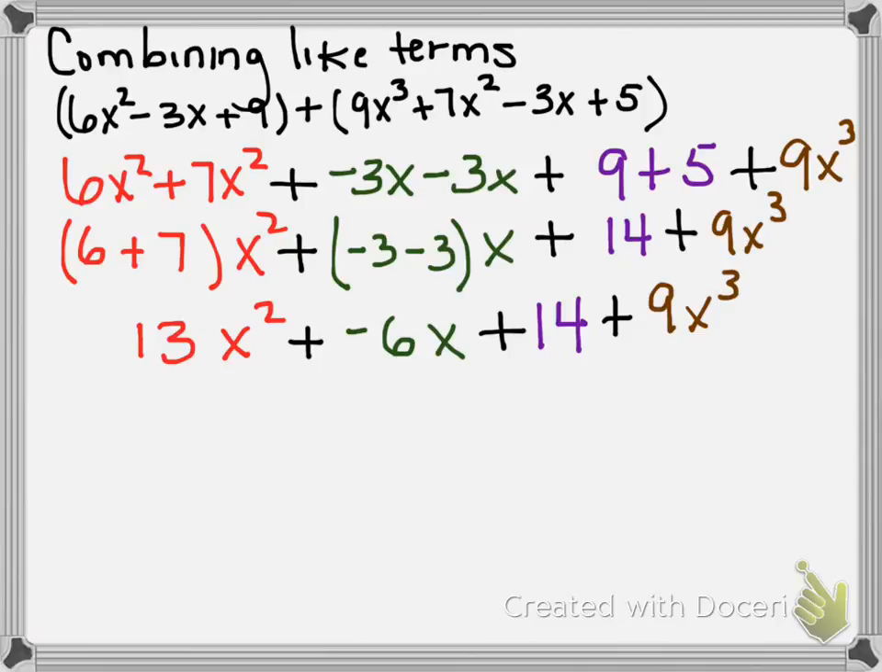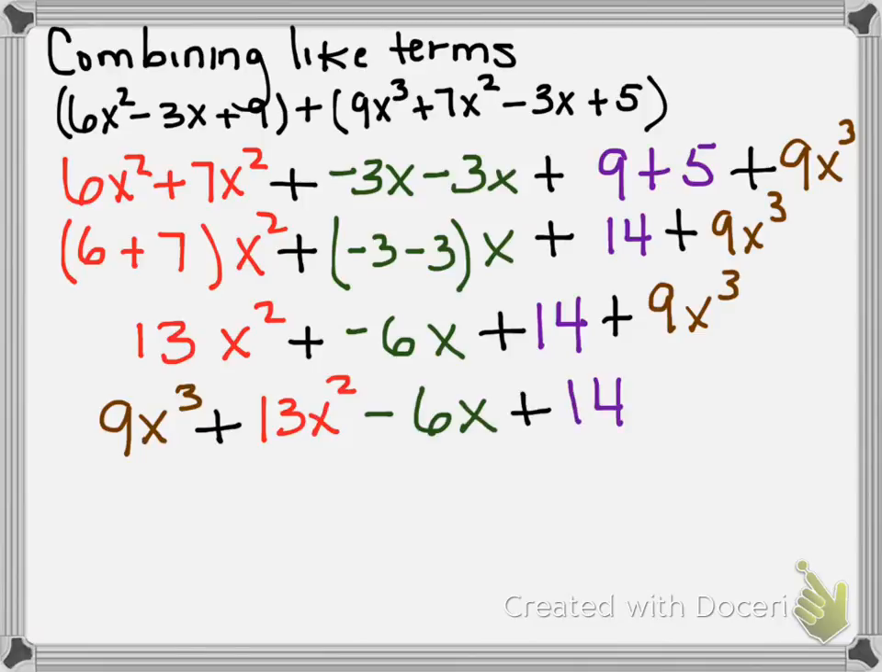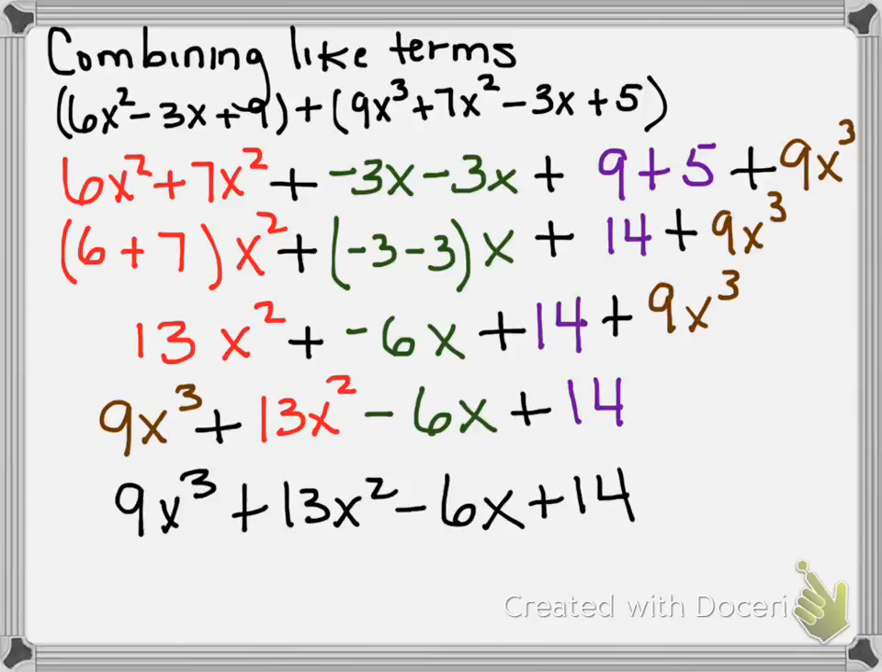At this point, ladies and gentlemen, now that we have it, it is nice to write it in standard form. What they call standard form is descending order, which means the one that has the highest degree goes first, which means in this case 9x cubed goes first, then 13x squared, then negative 6x plus 14. Notice that we start with the highest exponent first. Now it is in order. We call that descending order. And ladies and gentlemen, this is your answer for combining polynomials or combining like terms.